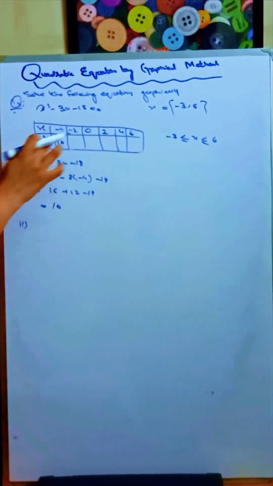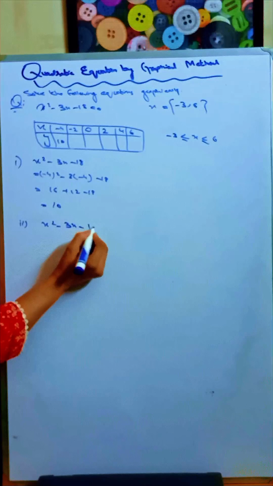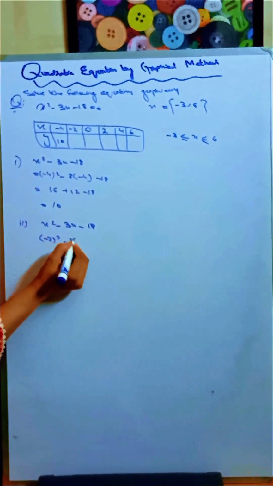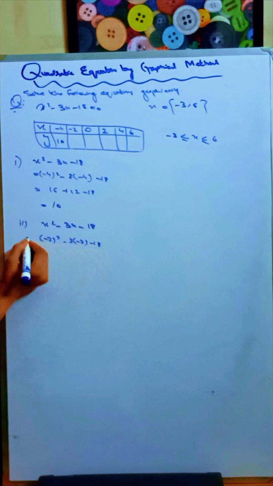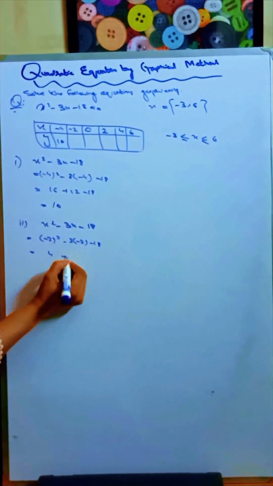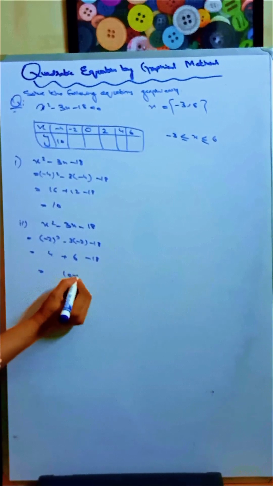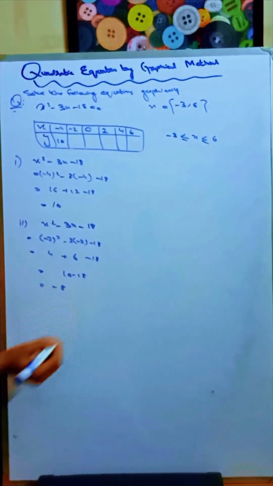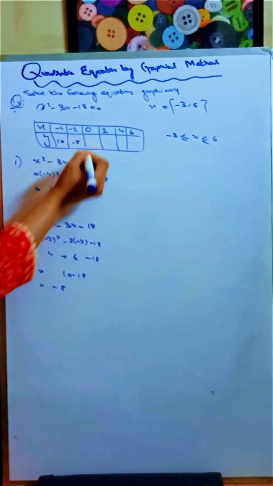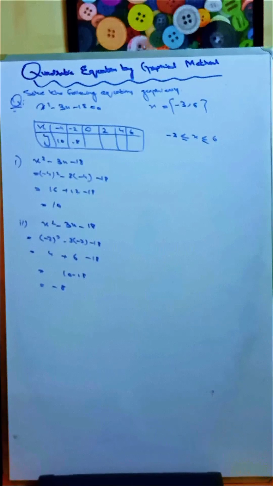Now number 2, x is minus 2. Here we just feed the values into the given equation. x is minus 2: (minus 2) squared minus 3 times minus 2 minus 18. That is 4 minus 3 times minus 2, which is plus 6, minus 18. 4 plus 6 is 10, minus 18 is minus 8. So if x is minus 2, y is minus 8. Alright, now next step.